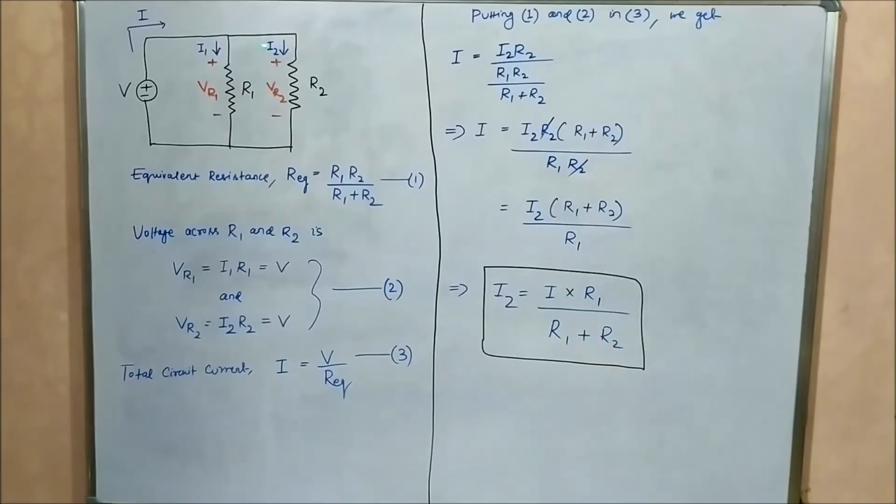So here, for calculation of I2, we substituted V with I2 R2. For calculation of I1, we substituted V with I1 R1 in this expression. And we have already calculated the equivalent resistance value, which is R1 R2 by R1 plus R2. This is the equivalent resistance formula for a parallel combination of resistors. So here we got the current flowing through the resistor R2 as the total circuit current multiplied with the resistor R1 divided by the sum of the resistances R1 plus R2.